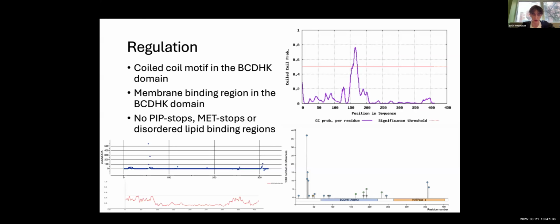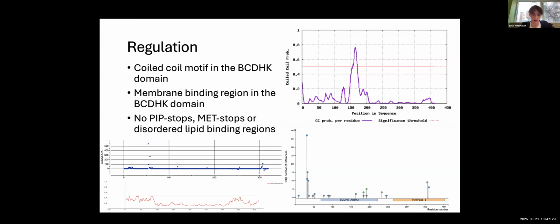So in terms of regulation, on the top right figure, you can see that D-coil predicts that the protein has a coiled coil motif in the BCDHK domain. If the prediction is accurate, it could be that this is involved in interaction between BCKDK and the complex. On the top left are the results from MODA, which predicts a couple of very short membrane binding regions, primarily also in the BCDHK domain.